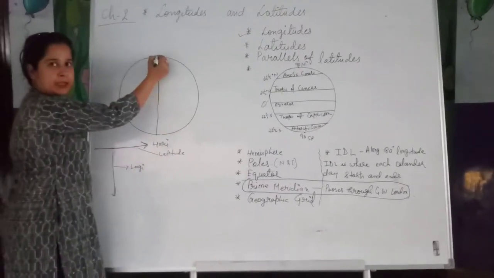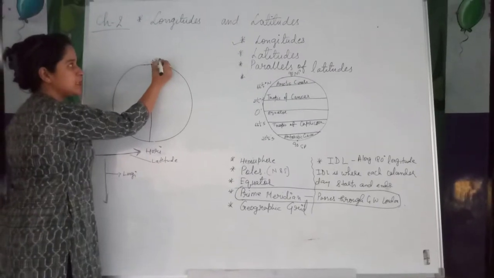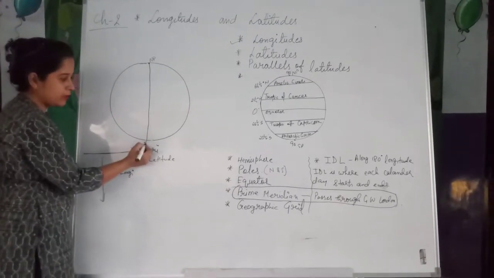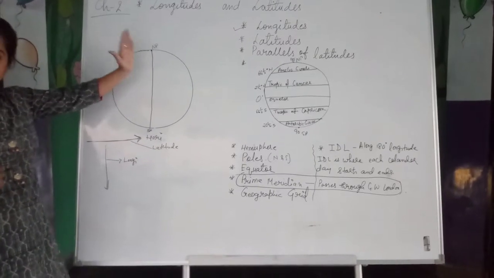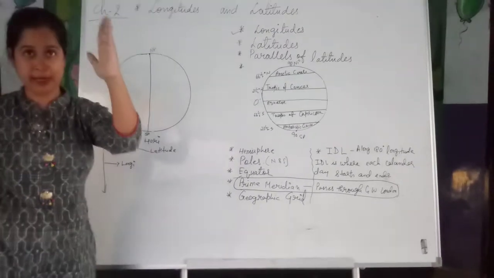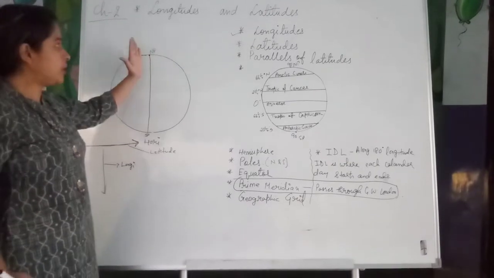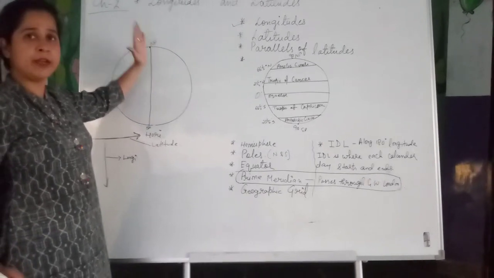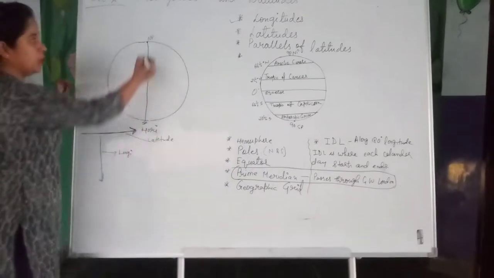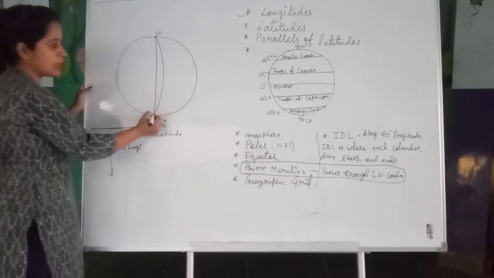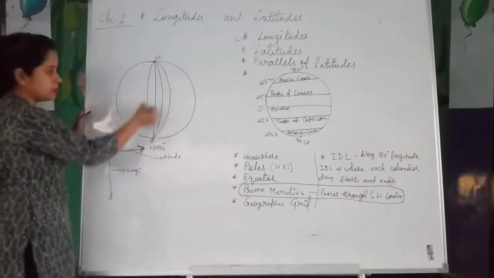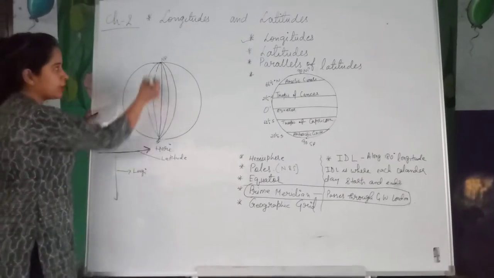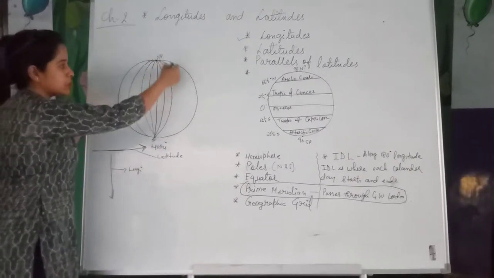Which pole is lying here? Here the North Pole is lying. And which pole is lying here? The South Pole is lying here. So longitudes are those vertical lines. Vertical lines means standing lines, not horizontal lines. Longitudes are those imaginary lines running from North Pole to South Pole. All longitudes are running from the North Pole and meeting at the South Pole like this.